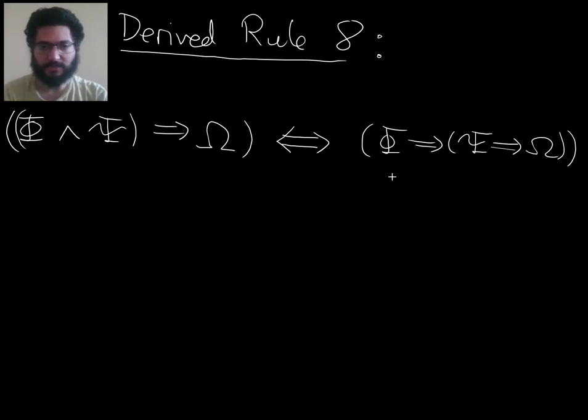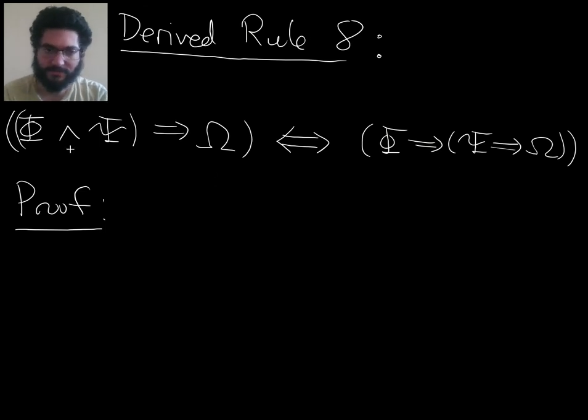Okay, so here's derived rule 8. It's a certain equivalence. So this will be a good example to show you how we prove an equivalence when I try to prove derived rule 8. This one is titled Conjunction and Implication, because it's sort of showing you the interaction between conjunction and implication.